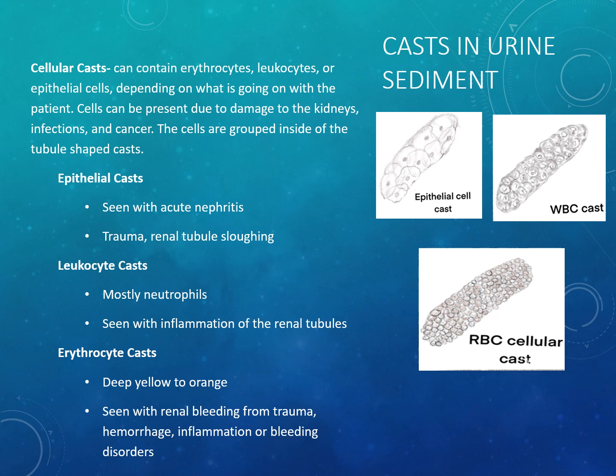They can be there due to trauma, renal tubule sloughing. White blood cell casts usually, again, are mostly neutrophils, and they can be seen with inflammation of the renal tubules. Red blood cell casts, again, usually have a yellow to orange color, and they're usually seen when there is bleeding in the kidney, whether it's from trauma, hemorrhaging, inflammation, or bleeding disorders.